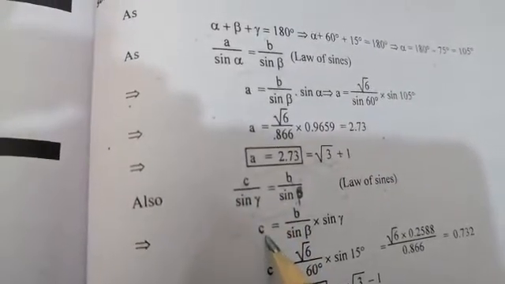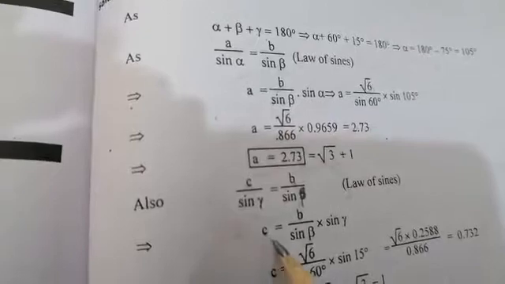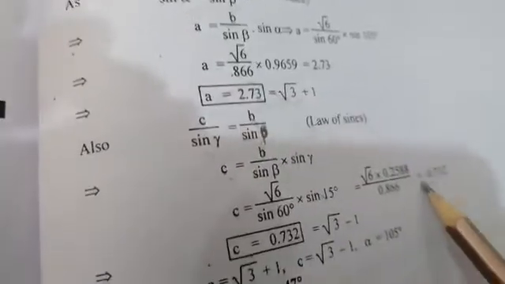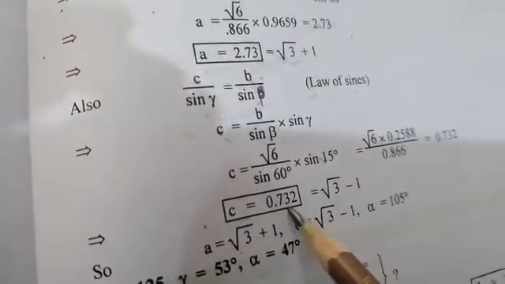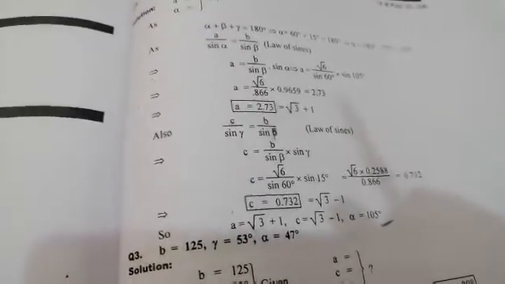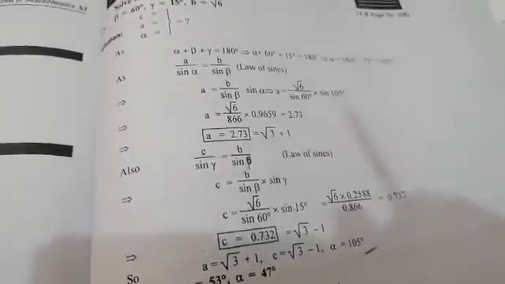For this purpose, we will put c on one side of the equation and b over sine beta into sine of gamma. Now, after putting the values of b, beta and gamma, and after simplifying, we get c is equal to this one. Now a is this and c is this and alpha is this. As we have found 6 elements of this triangle, it means we have solved the triangle, because we should complete 6 elements of any triangle.